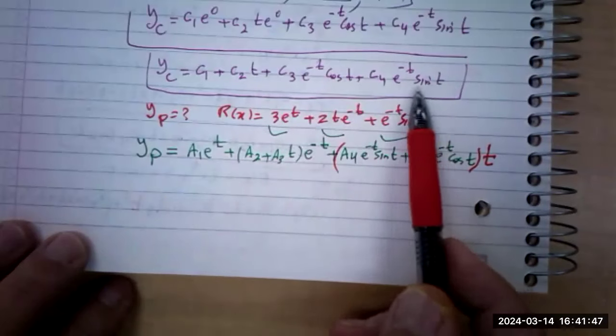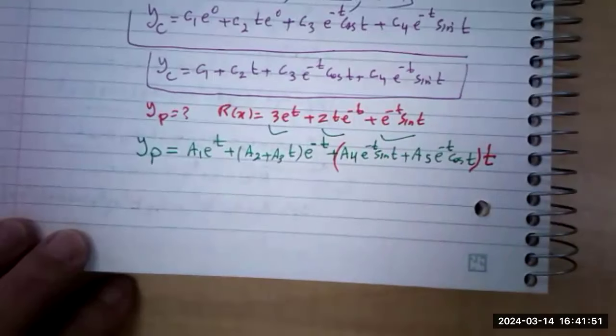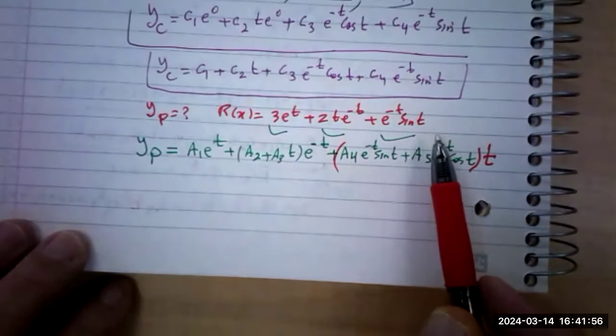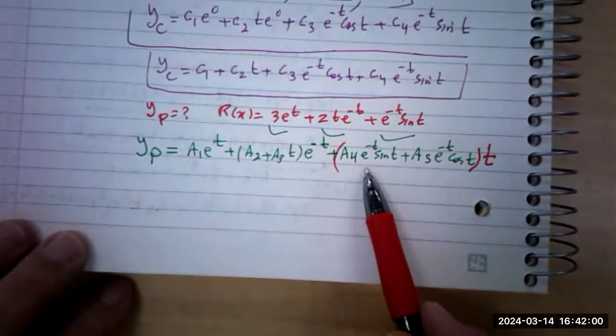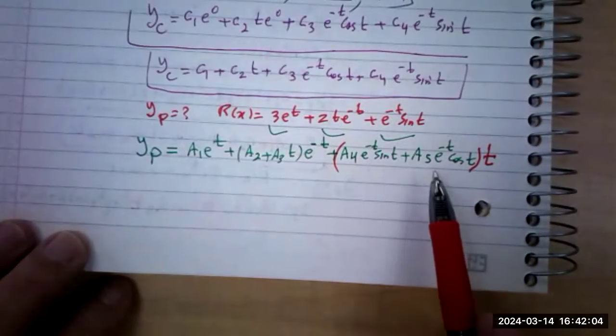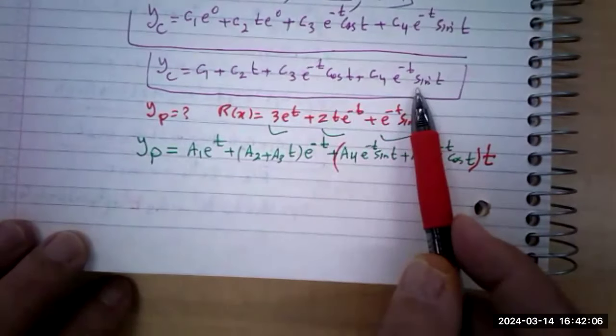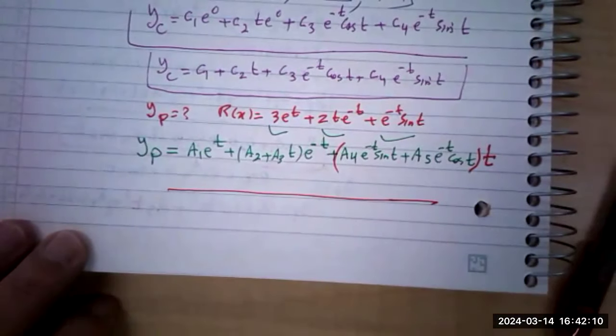This is not repeated because the e to the negative t and the cosine stay together. Then for the sine t over here, we just get a coefficient. So we change it to a4 e to the negative t sine t, but you have to bring the cosine at the same time. So that would be the duplicated case. So we multiply by t, and that gives you the final answer.